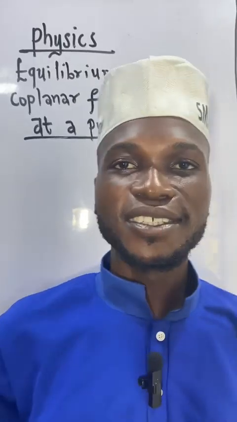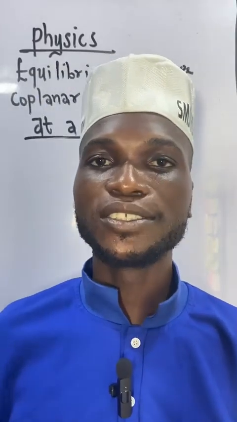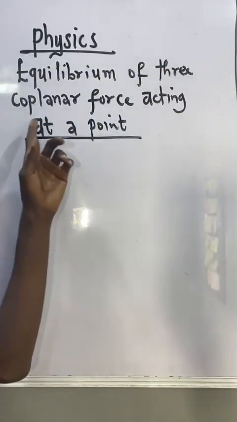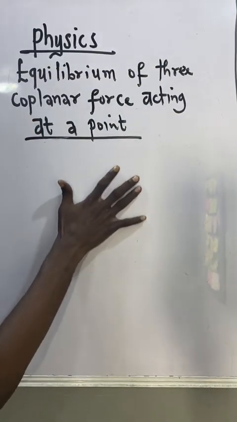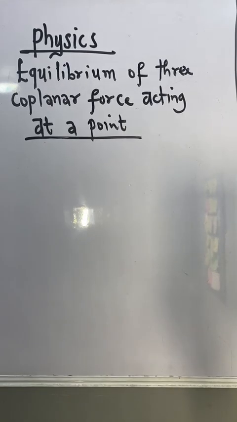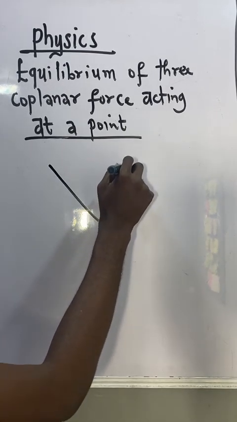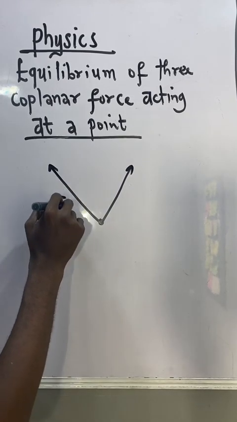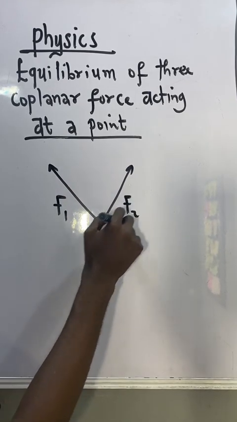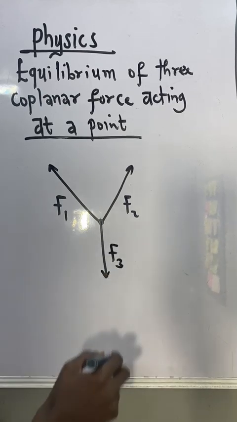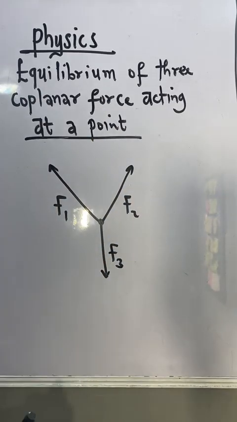Let's study equilibrium of three coplanar forces acting at a point. Why do we call them coplanar? Because they act on the same plane. For instance, if we have three coplanar forces, let's say this is F1 and this is F2, and we have another force acting downward, call it F3. These three forces are coplanar because they act on the same plane.